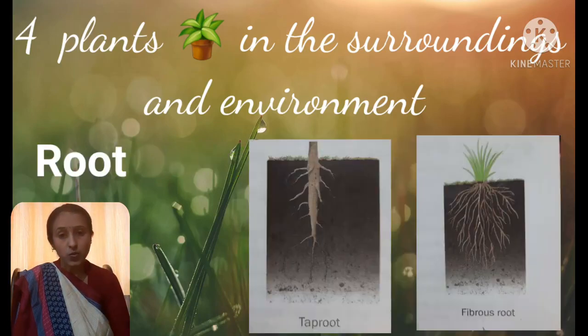The second one is root. Root is the main part of the plant. Roots hold the plants so that they stand erect and straight, and they absorb water and minerals from the soil and carry them to the leaves, and leaves prepare food for their survival. So roots are very important for the plants.